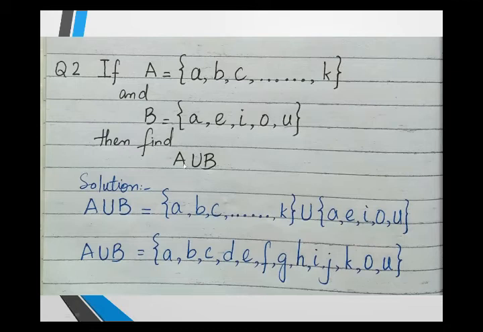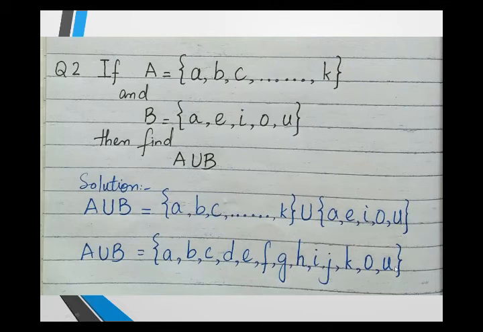Now students, find A union B. I previously told you such a kind of set is an overlapping set. So how do we find the union between these overlapping sets? We write A union B equals to, firstly we write set A, that is A, B, C and up to K. These dots show the remaining elements between them are also included here. Now we put the union sign, then we write set B, which is A, E, I, O, U.